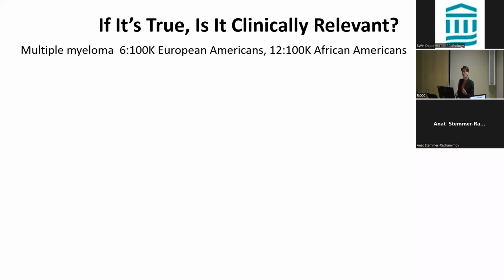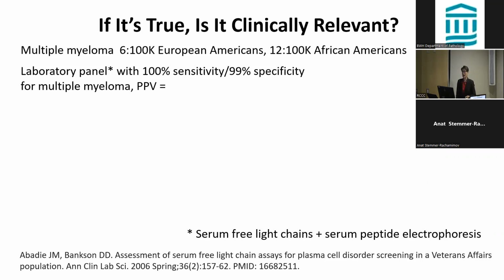But the other reason is, when you do your laboratory tests, if you know it's more common in one population, it's going to change the value of your positive predictive value. All right, that's a good point. Let's look at that. So if we look at a laboratory panel which has 100% sensitivity and 99% specificity for multiple myeloma, a combination of serum free light chains and serum protein electrophoresis, and we want to look at our positive predictive value, I had an epidemiologist do this, so don't think I'm good at the math. Looking at this particular incidence, this is what we see. Our positive predictive value is going to be 0.6% and 1.2%.